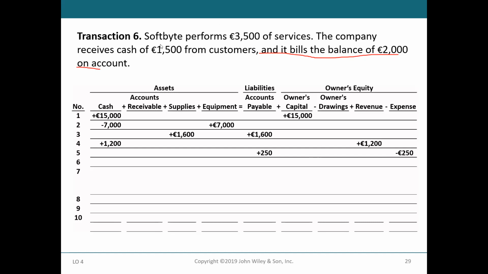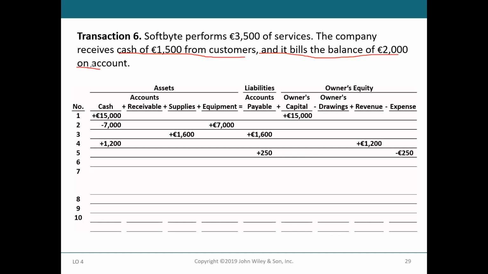No, it only received 1,500 euros cash from their customer. It only received this much. Okay, what about the remaining? The remaining is billed, the balance of 2,000 on account.